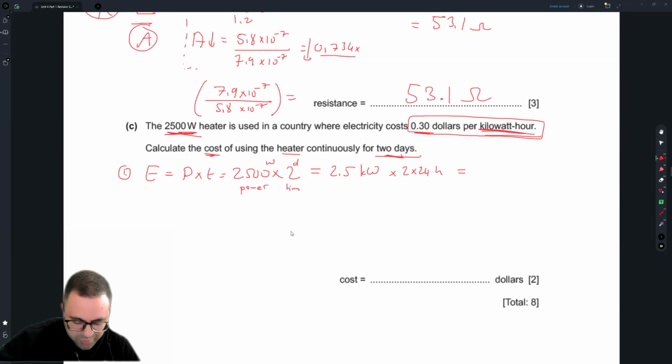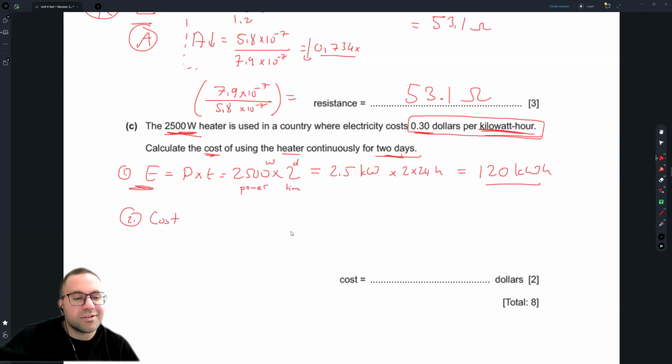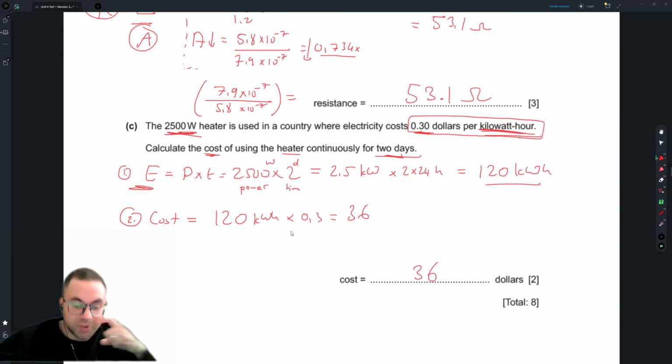Which gives me 2.5 times 2 times 24, 120 kilowatt hours. Now we have the energy in kilowatt hours. Number two, you need to get the cost. If 1 kilowatt hour is $0.3, then 120 kilowatt hours is how many dollars? 36. You pay $36 because you kept your heater on continuously for 2 days.